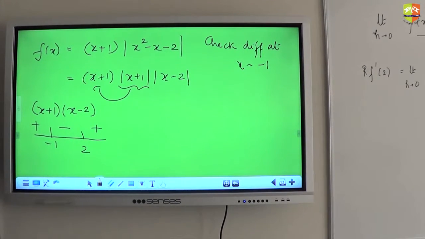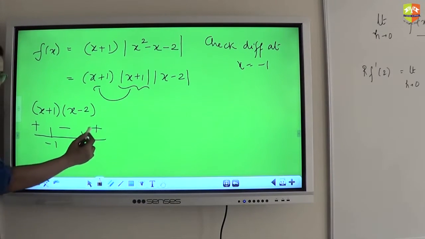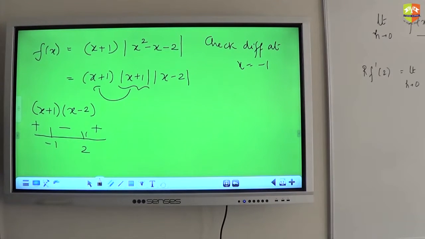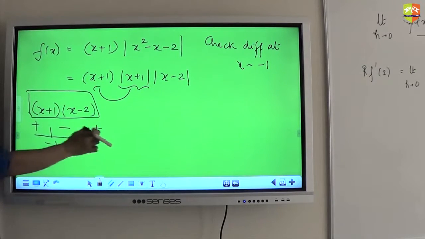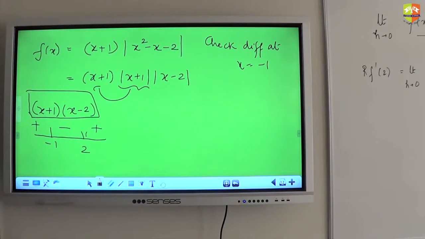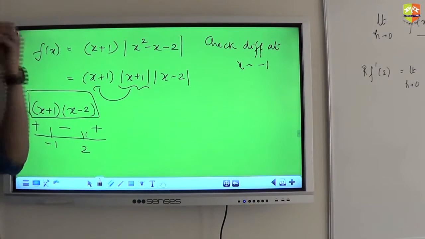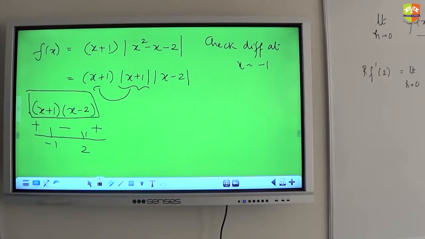First step done. Second step is, take any value in the interval greater than 2. You choose 3. Put 3 here. What is the answer for this? Is it a positive quantity or a negative quantity? So for this entire interval, this function will stay positive. That means any value you choose beyond 2, whether it's 3, 4, 500, 5 lakhs, whatever, the expression will always be positive.